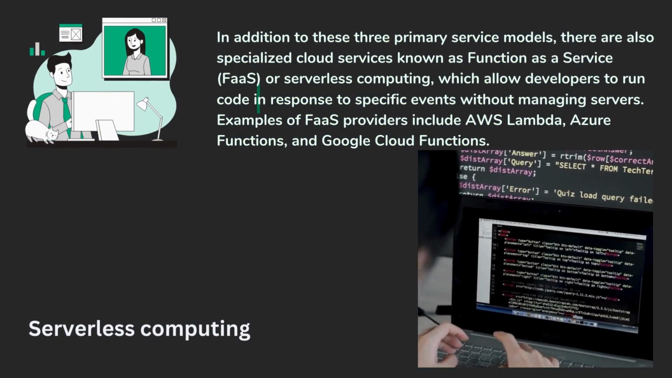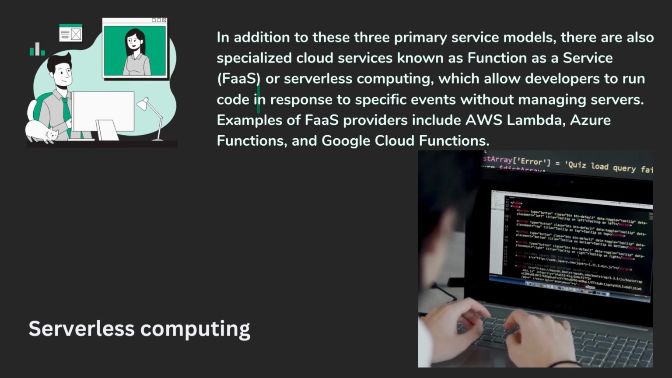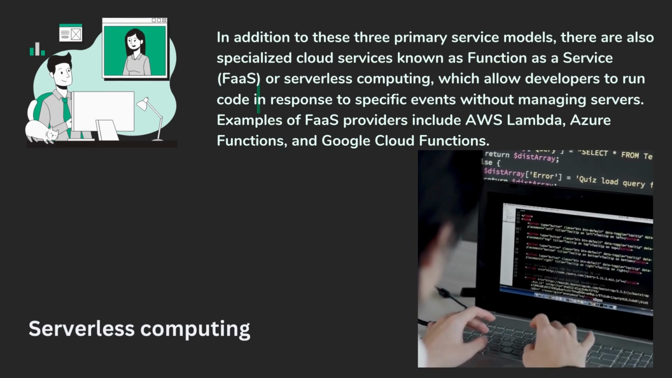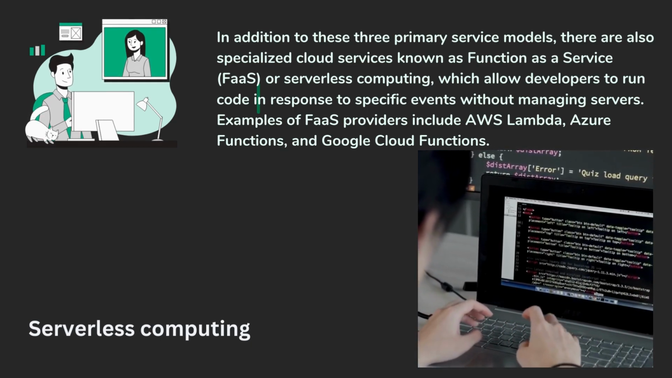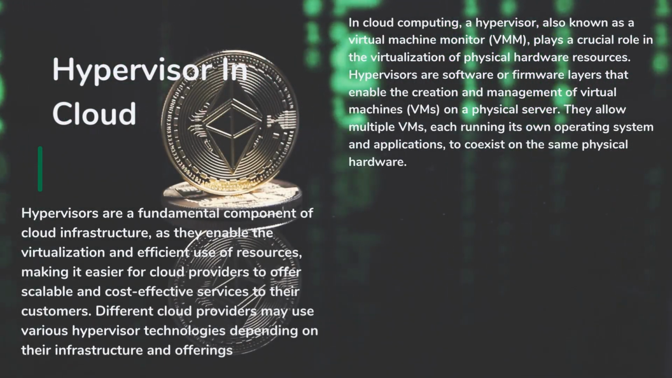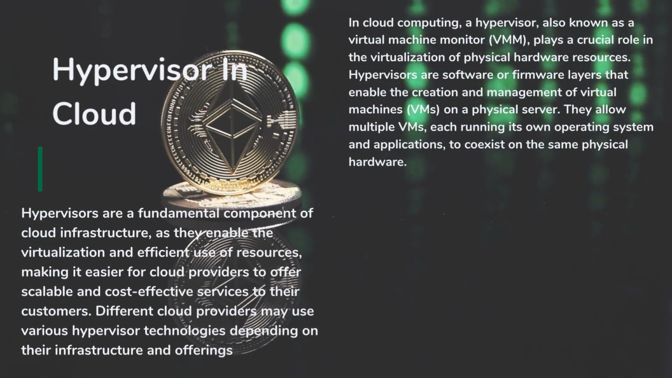In addition to these three primary service models, there are also specialized cloud services known as Function as a Service, FaaS, or serverless computing, which allow developers to run code in response to specific events without managing servers. Examples of FaaS providers include AWS Lambda, Azure Functions, and Google Cloud Functions.